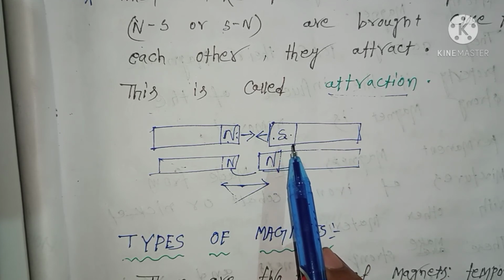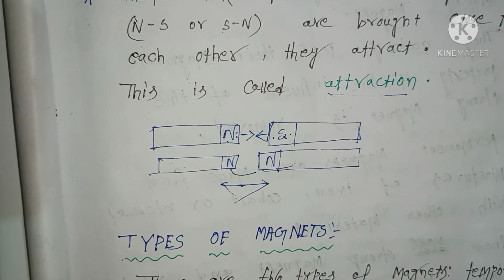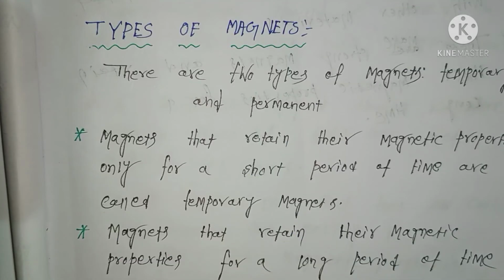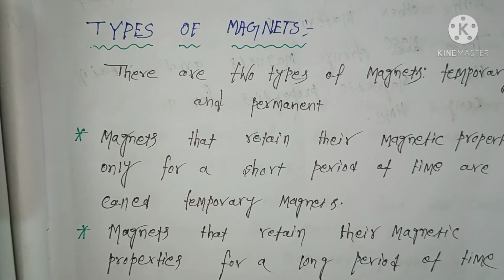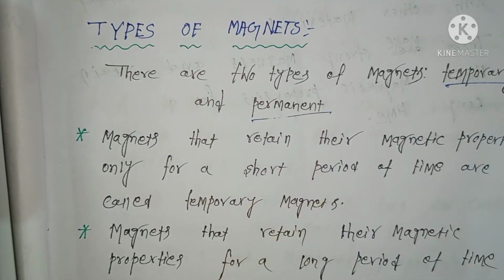Is it clear to all of you about the poles? Which one is north, which one is south, and how attraction and repulsion are possible. All these things we have discussed here. Now we'll discuss the types of magnet. There are two types of magnet: one is temporary magnet, and another is permanent magnet.